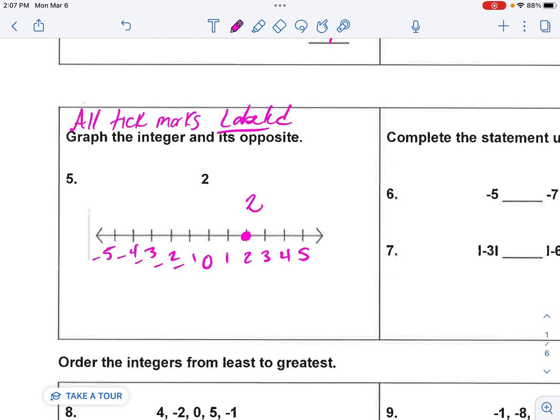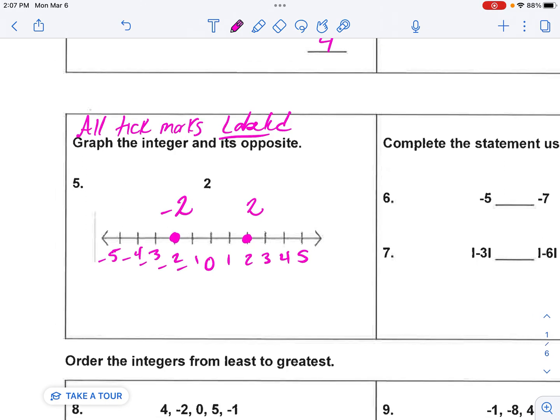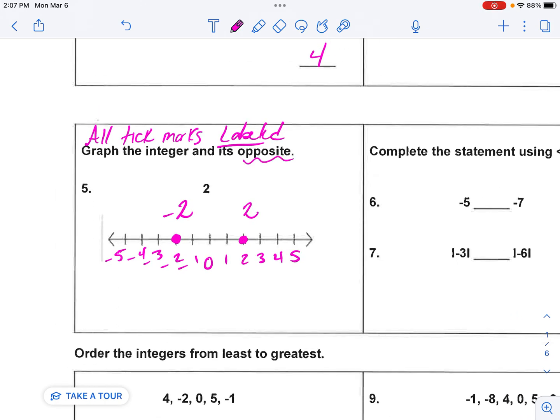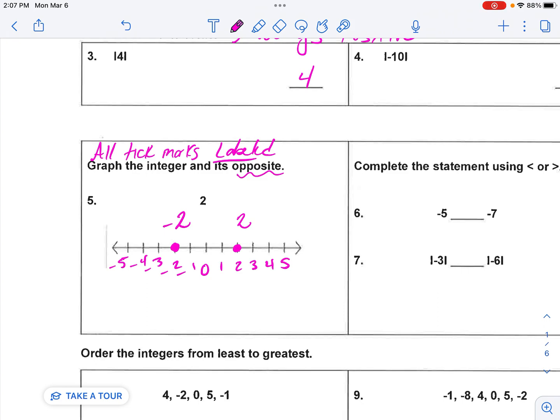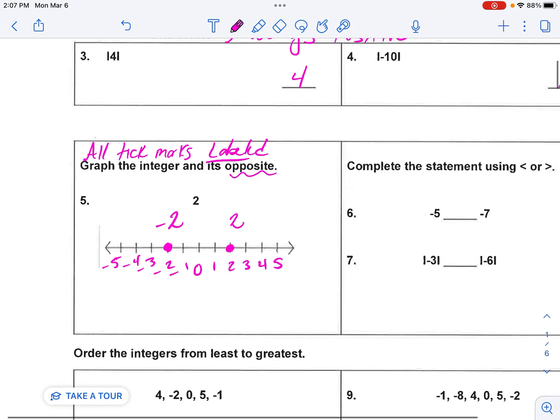Here's +2 and put a 2 above it. -2, put a negative above it. Okay, so 2 and its opposite. Yours should look just like that.